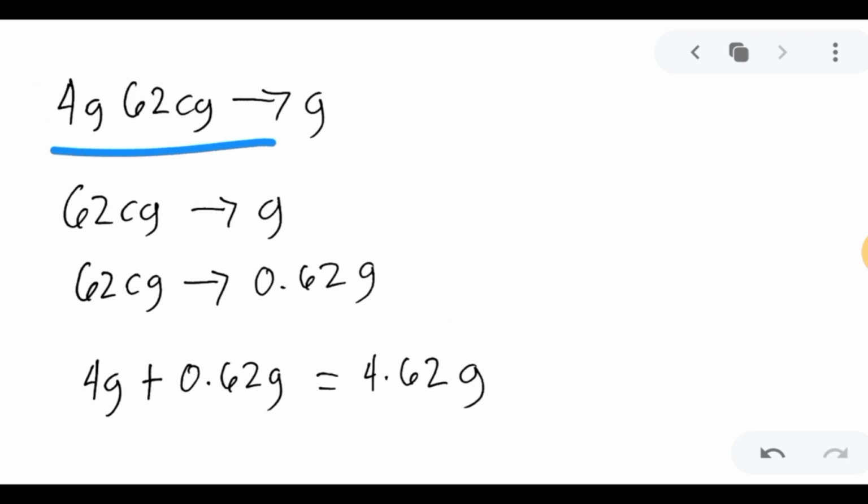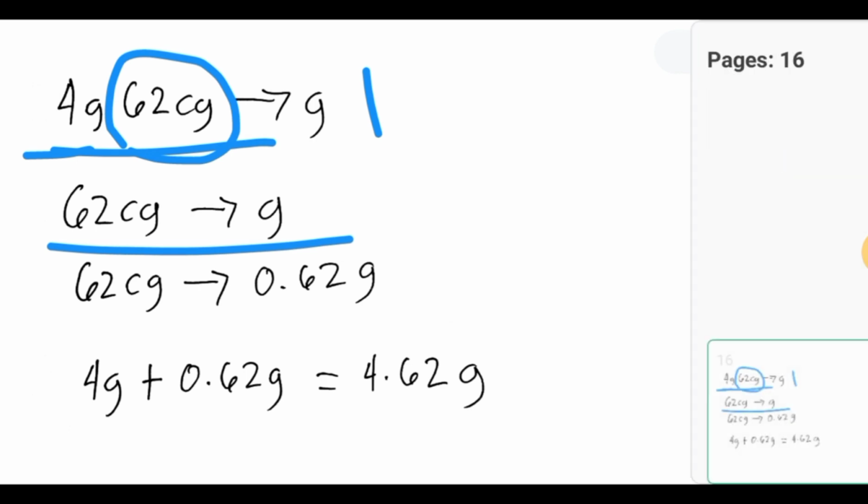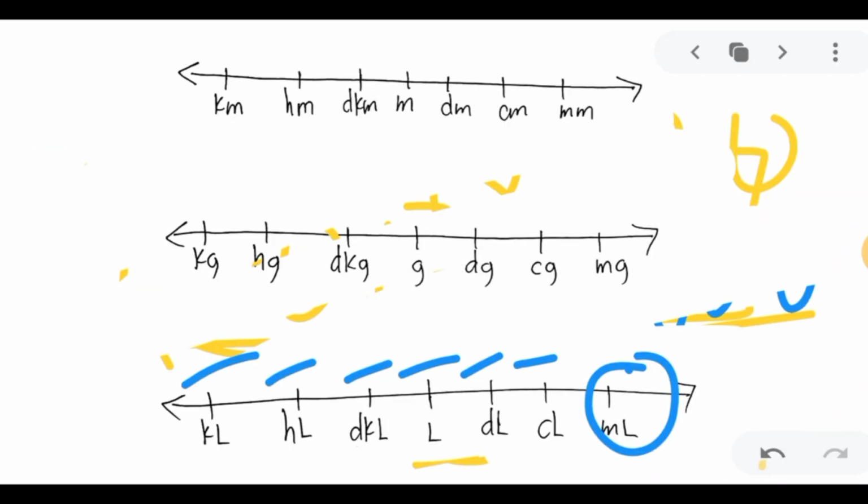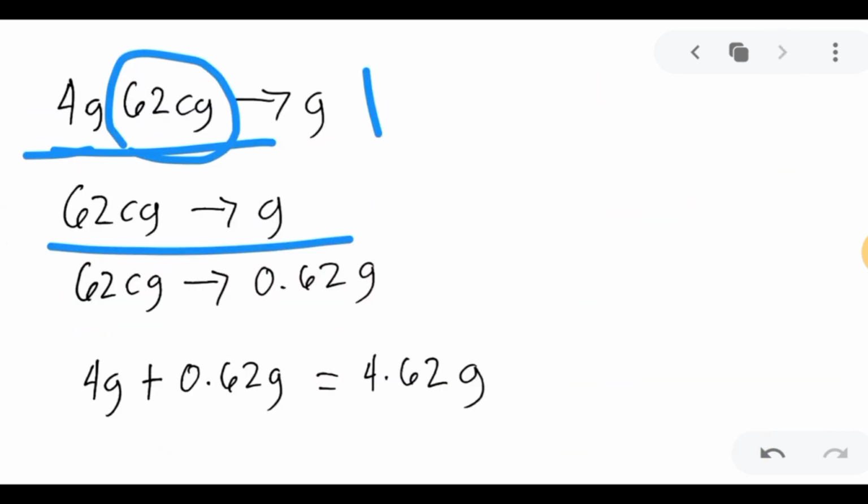Another example is in terms of grams or mass. Convert 4 grams and 62 centigram into grams. The first thing that we need to do is convert this centigram into grams, since this one is already expressed in grams. Converting that, balik tayo dito sa metric ruler. So that is centigram into gram. How many movements? 1, 2. You will divide that into 100. Or just move 2 places.